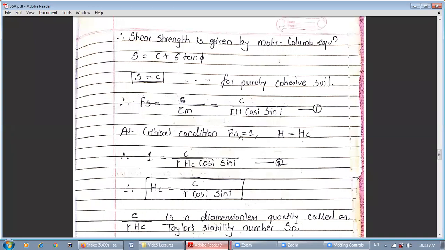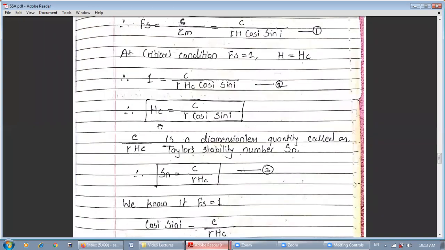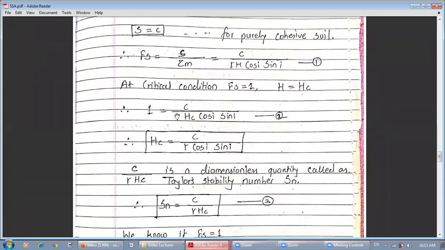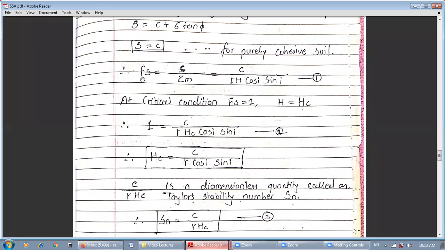So if we put factor of safety equal to 1 and H equal to Hc in equation number 1, it is 1 equals C by gamma into Hc cos i sin i. We got equation 2, the equation for the critical height Hc, which is equal to C divided by gamma into cos i sin i. So this is the final equation for the critical height, and equation 1 is for the factor of safety, C divided by gamma H cos i sin i, and Hc is equal to C divided by gamma into cos i sin i.